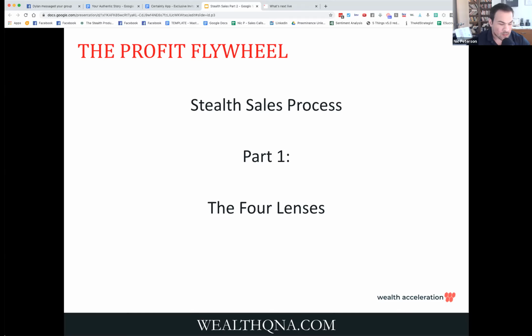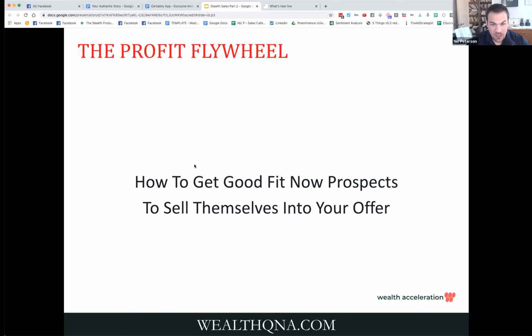Those are the 4 lenses that we use to get people basically to sell themselves if they're a good fit. So we went over how to identify if a prospect is a good fit now, a good fit later, or not a good fit. Really, really important part of the sales process, especially if we're aiming for quality of life. We want good fits. We want them to pay us a lot. We want them to stick around forever. So that's what this process is designed for.